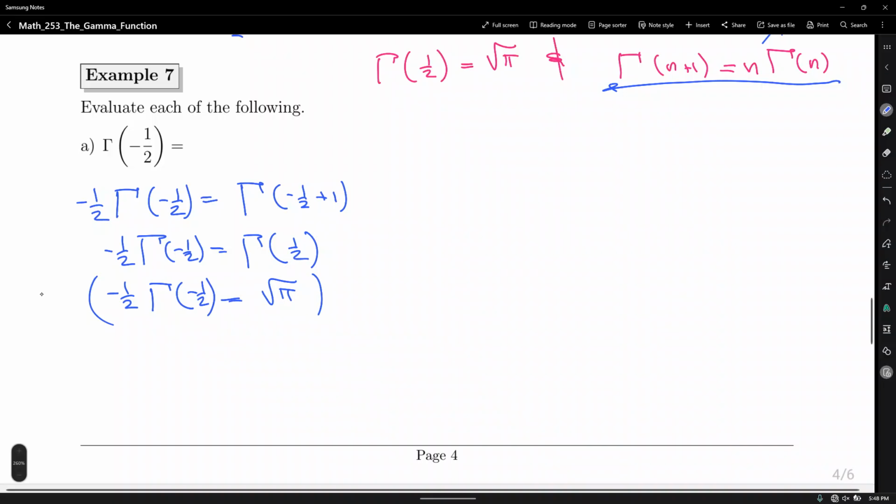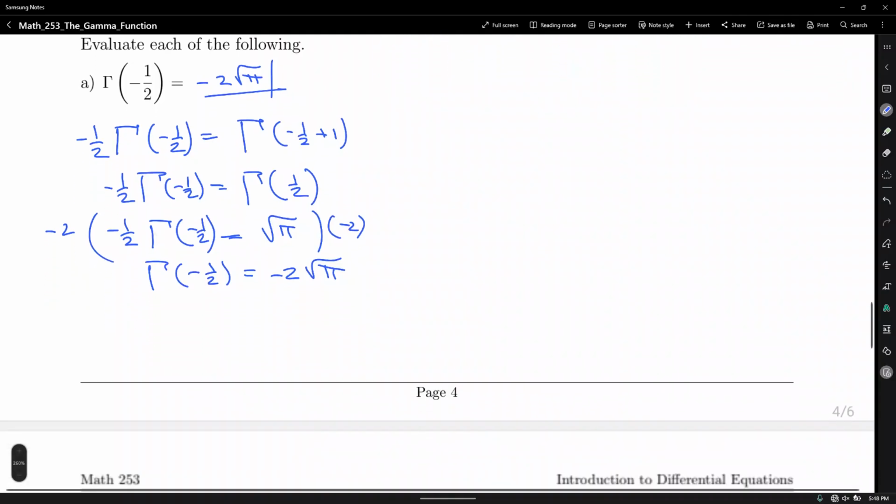And then multiply both sides by negative 2. All right? So gamma of negative 1 half equals negative 2 root of pi. Okay? Negative 2 root of pi. So what about gamma of negative 3 halves?